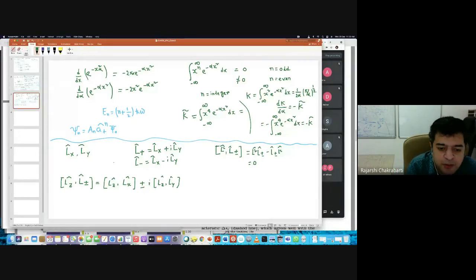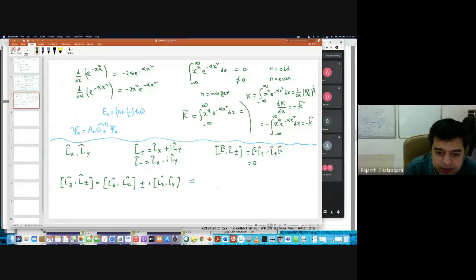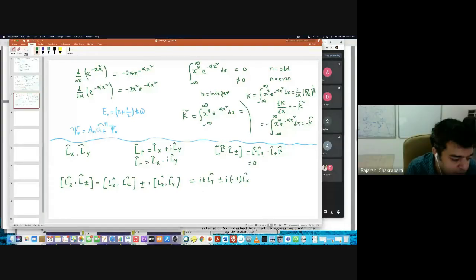Now you remember what is this commutator? LZ, LX, we have done it. Can anyone tell me what is [LZ, LX]? It is iħ LY. And what about this one, [LZ, LY]? Minus iħ LX. So this is going to be what? i squared is minus 1 and this minus will combine. It will give you plus 1.